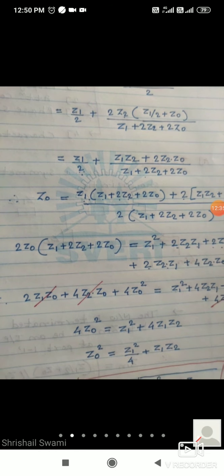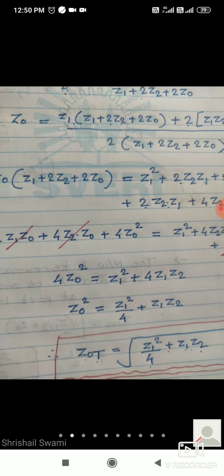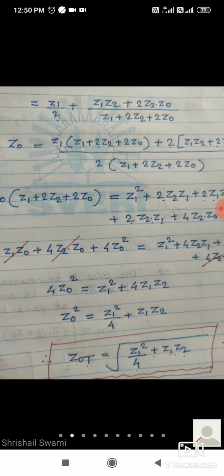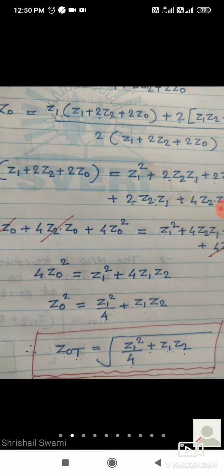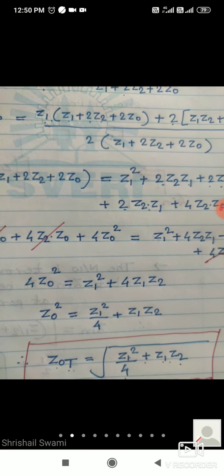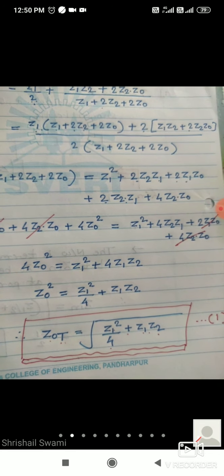So any doubt in this derivation? So we got now the equation for the characteristic impedance of a symmetrical T filter network, that is ZOT, is given by under root Z1 square divided by 4 plus Z1 into Z2.